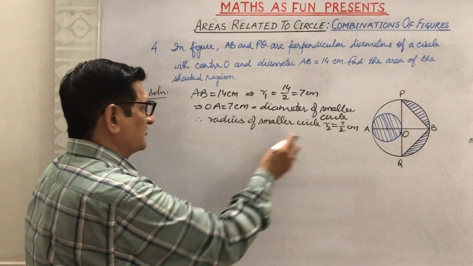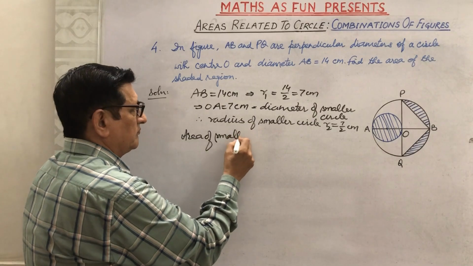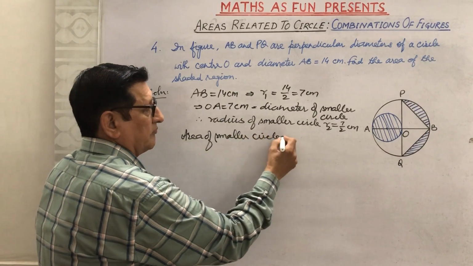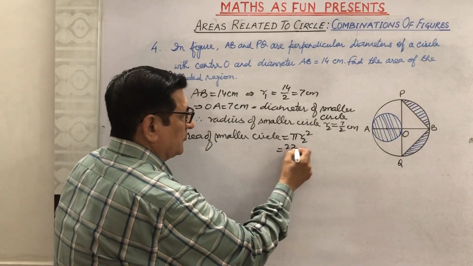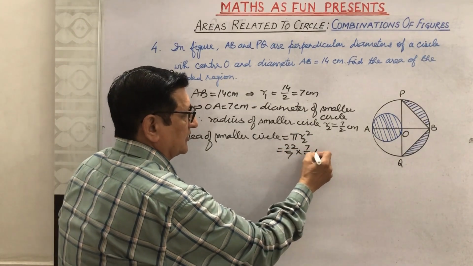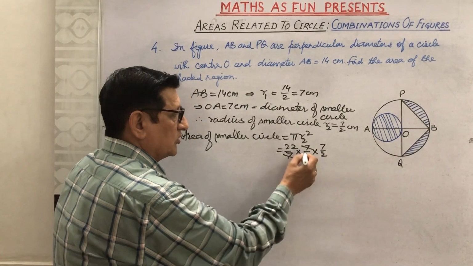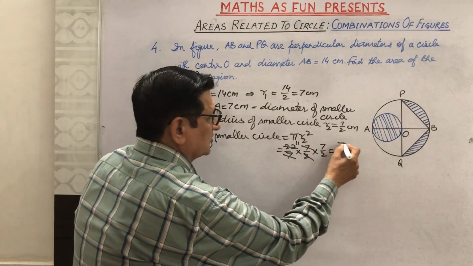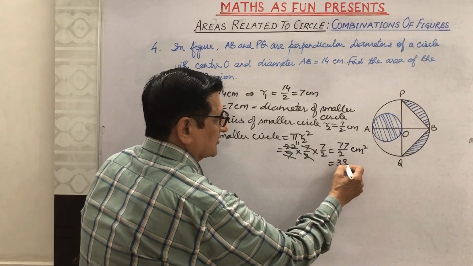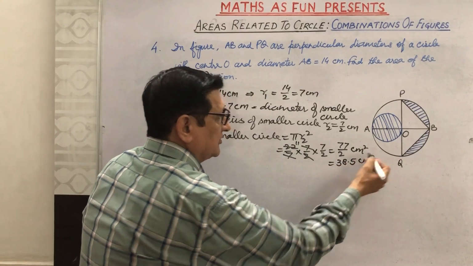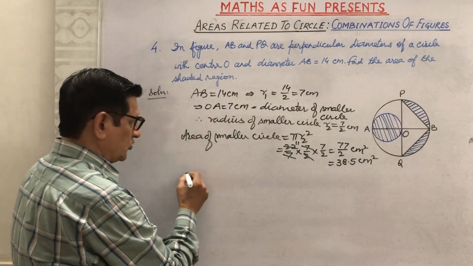First we find the area of the smaller circle. Area of smaller circle is pi r2 square, that is 22 by 7 into 7 by 2 into 7 by 2. This 7 cancels this, 2 cancels this 11 times, thus comes as 77 by 2 centimeters square, or we can say 38.5 centimeters square. Now we can find the area of the shaded region PBQ.